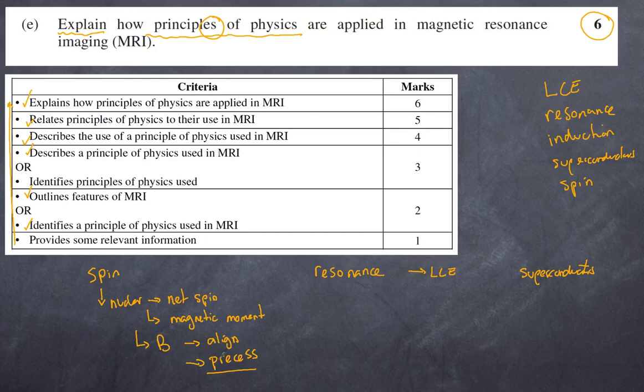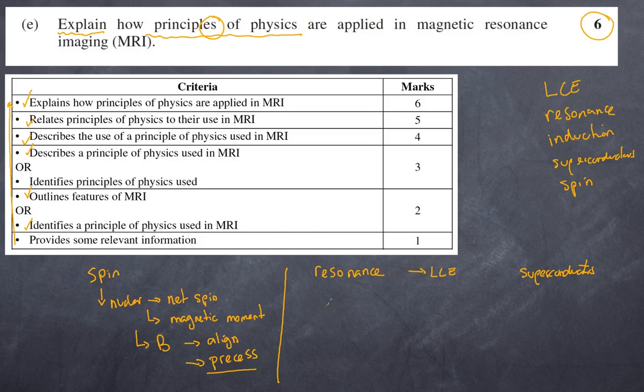The fact that I have hydrogen nuclei precessing about an axis which is aligned with a strong magnetic field is all due to the fact that net spin means they have a magnetic moment. There's that cause and effect. That is a good explanation of a principle in the importance of MRI. Let's have a look at resonance.